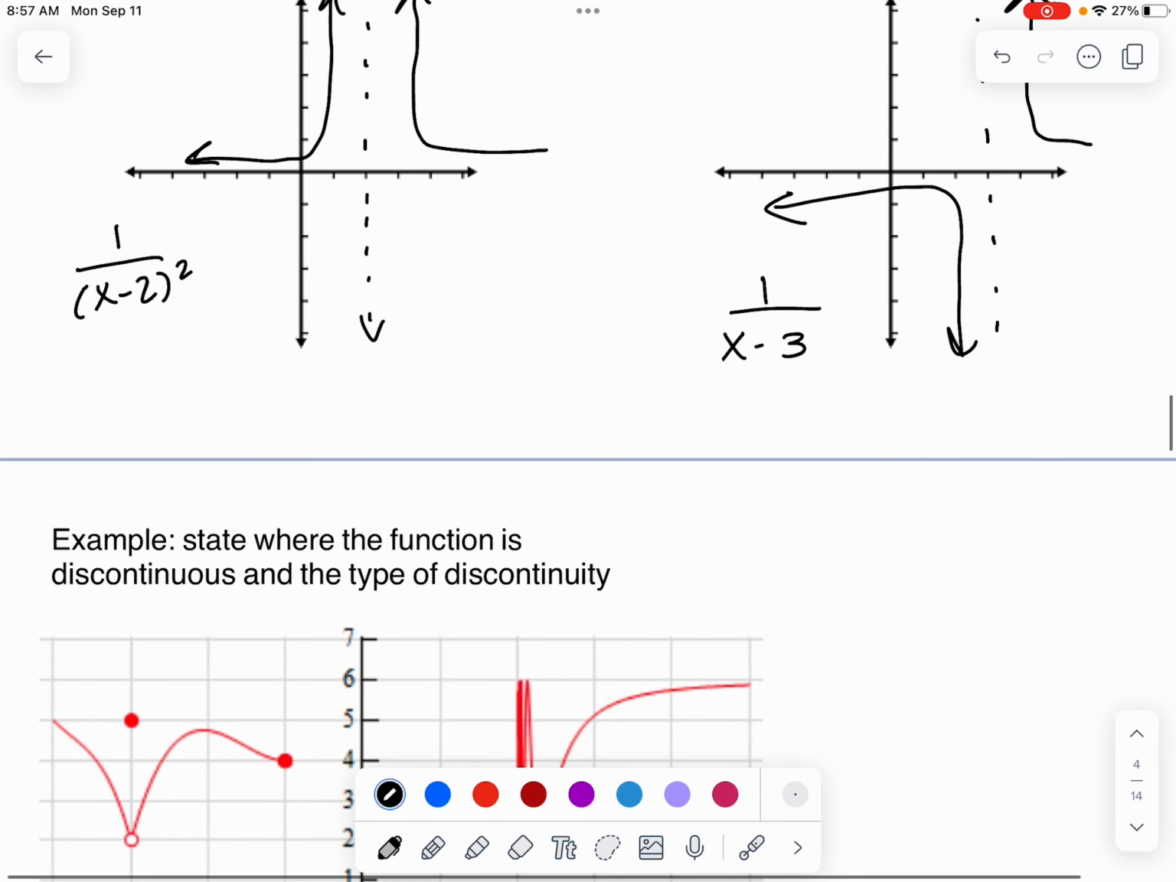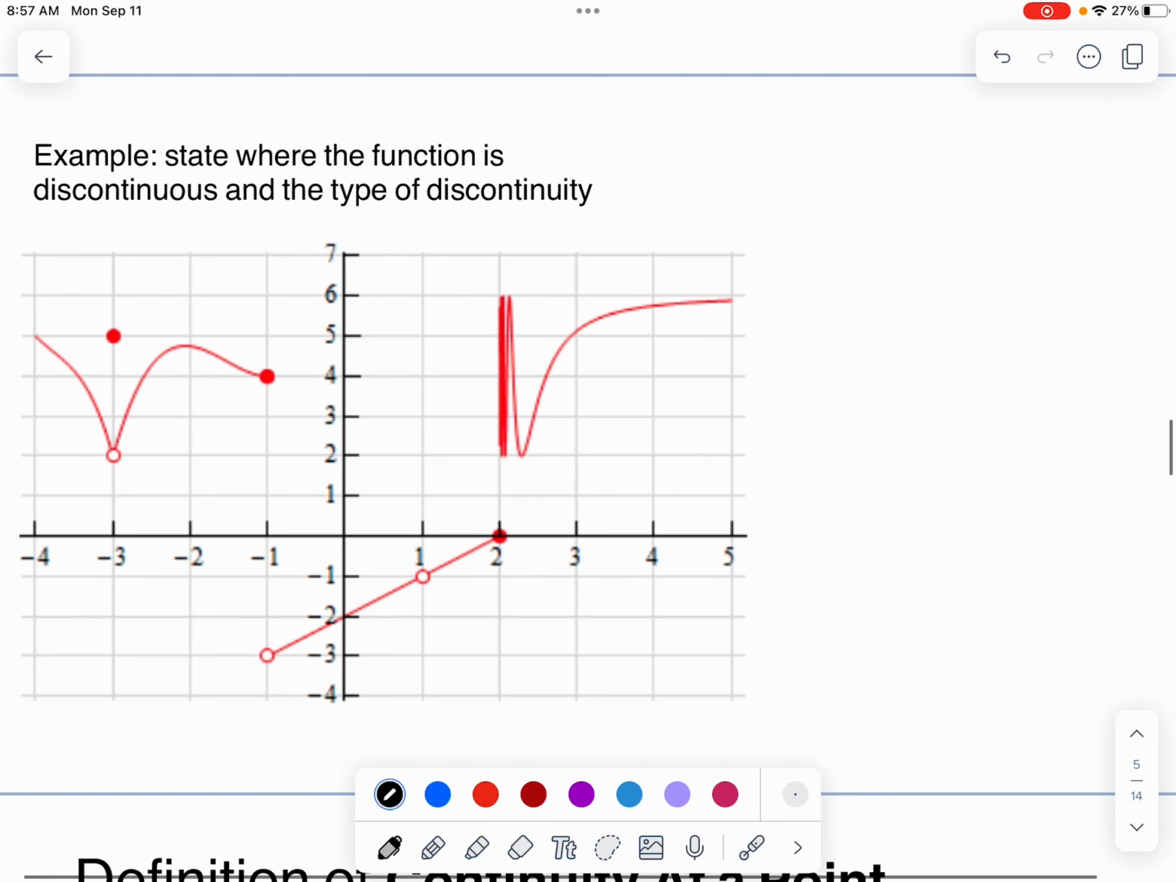So we are just going to go through this first example right here and state where the function is discontinuous and the type of discontinuity. A guide to knowing where it is discontinuous is basically, if you were to draw this graph, where would you have to pick up your pencil? I'm just going to start from the left, and I would have to pick up my pencil right here because there's a hole. And so my first discontinuity is x equals -3, and because there's a hole, it's a removable discontinuity.